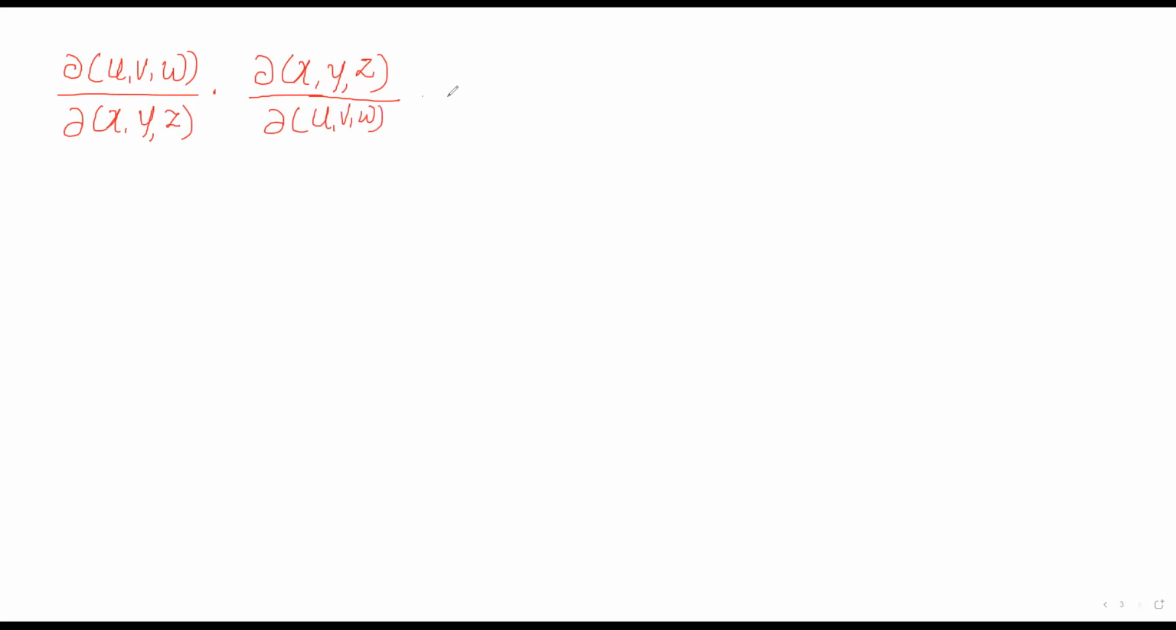Means here we can write, look at this, dou of UV. Shall I write that three variables? Shall I take them? UVW with respect to XYZ into Jacobian of XYZ with respect to UVW is equal to 1.